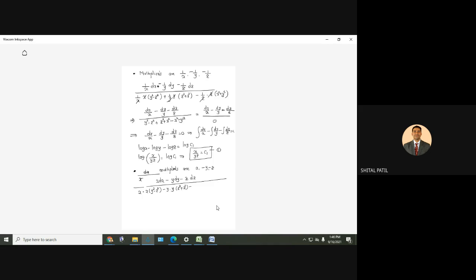Already there is plus. Minus minus, this will become plus. This will be minus z into z.